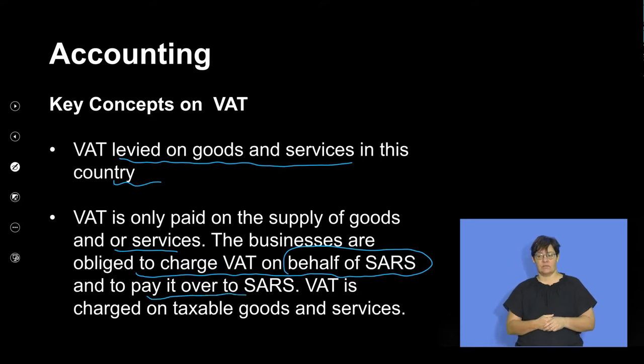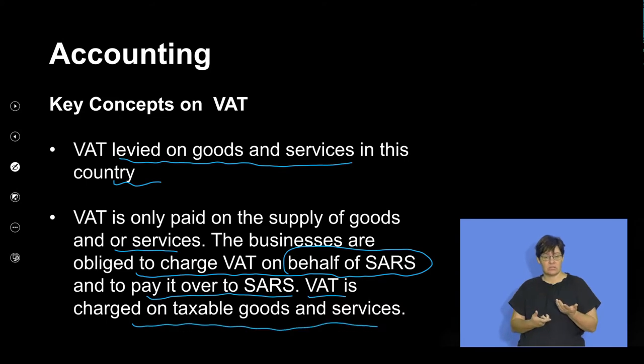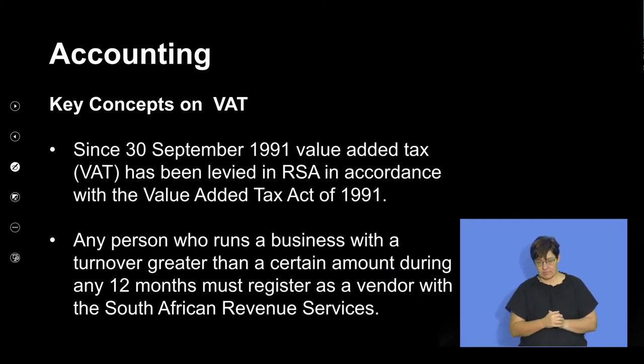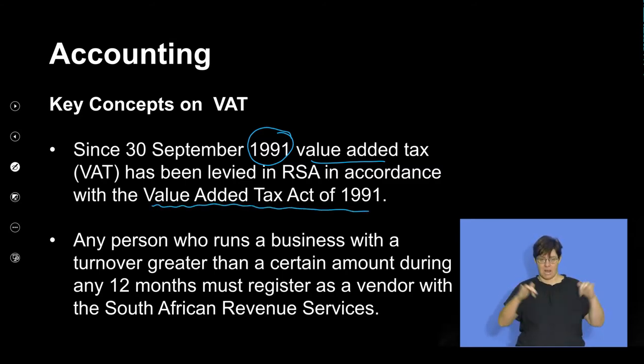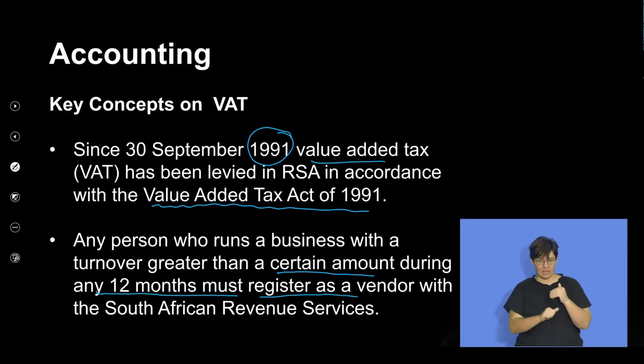So once you pay that amount, we said it will have to be paid over to SARS. That is charged on taxable goods and services. You will see therefore that since 1991, when VAT was introduced in South Africa, it is an act of parliament, and therefore something that we have to comply with. Any person who runs a business with a turnover greater than a certain amount, which is also adapted and changed from time to time, within a period of 12 months, must register as a vendor.